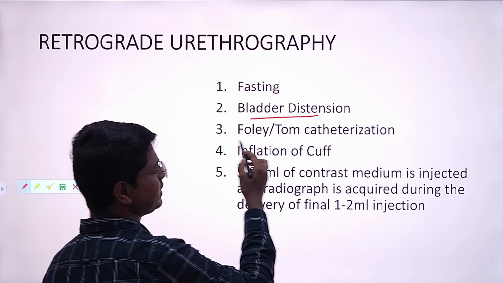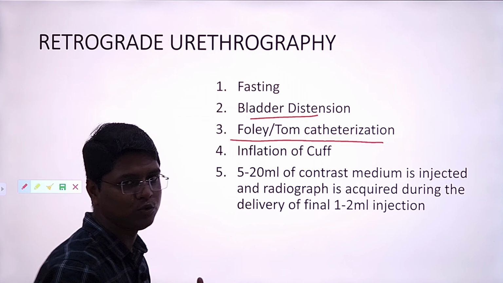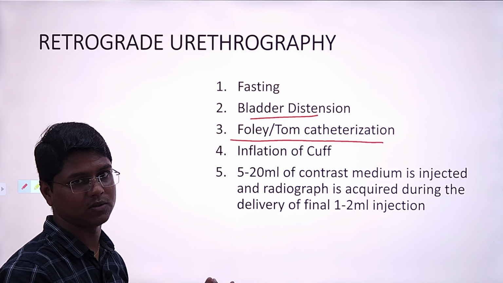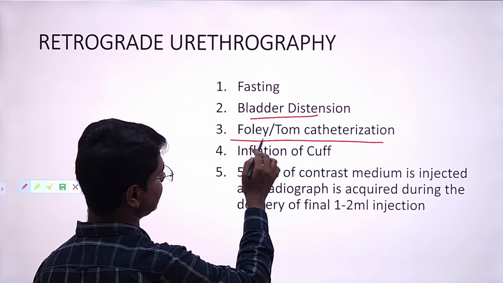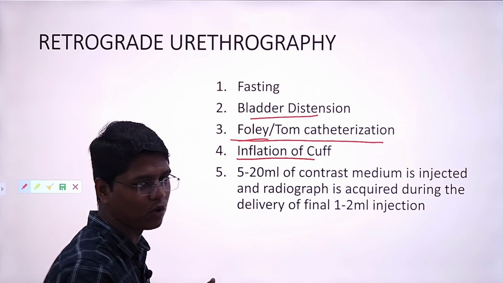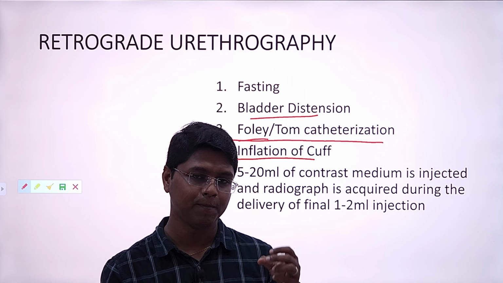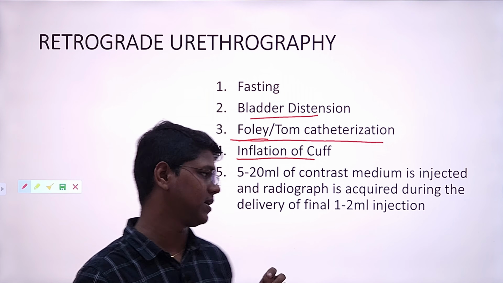Then you have to do the catheterization. You may use a Foley catheter or, in case of a cat, a Tom Cat catheter. The Foley catheter has a cuff, so you have to inflate the cuff. Usually the catheter is inserted into the distal urethra. Okay, let me show you.